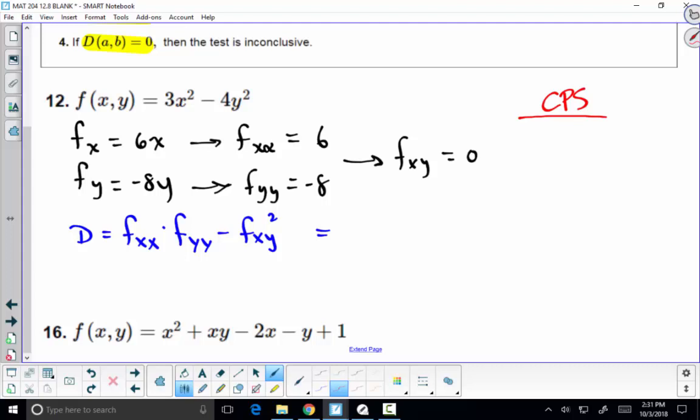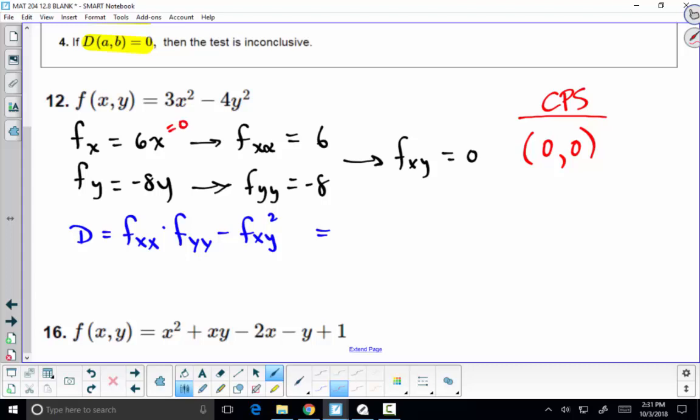Well, the first partials are never undefined. This one is 0 when x is 0. This one is 0 when y is 0. So the only critical point is where they're both simultaneously 0, and the only place where they're simultaneously 0 is the origin. Do you agree? So f sub x, set that equal to 0. The only place that's equal to 0 is when x is 0.